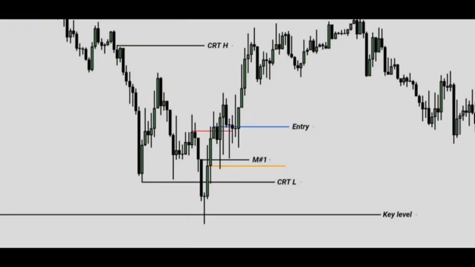So the criteria is you wait for a change in state of delivery, you wait for the market to pull back, and you want that pullback to give you a liquidity, and you look for the key level that is close to that liquidity. Once price pulls back and taps the key level, which is our yellow line, the red line is our change in state of delivery, the blue line is our entry on the candle 3, where the price engulfs and breaks above the black candle that is there, gives us the second break. We enter there, we target our CRT. It's as simple as that.